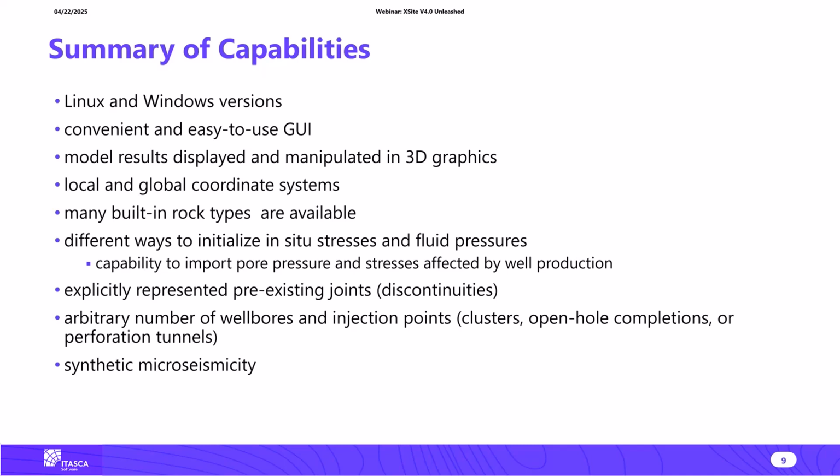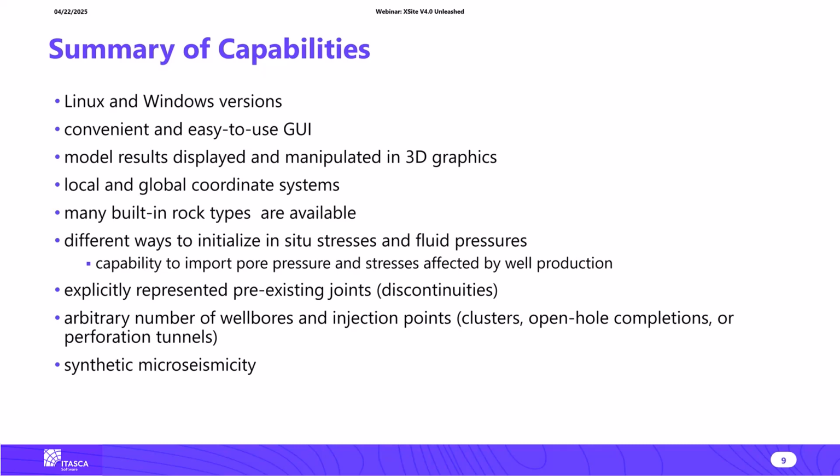The models can be set up in local and global coordinates. The advantage of global coordinates is that, with one particular geometry in terms of faults, wells, and so on, the XSite model can be automatically moved to a different location without redefining the problem geometry. It comes with a number of built-in rock types with different properties, and these rock types can also be expanded during use.